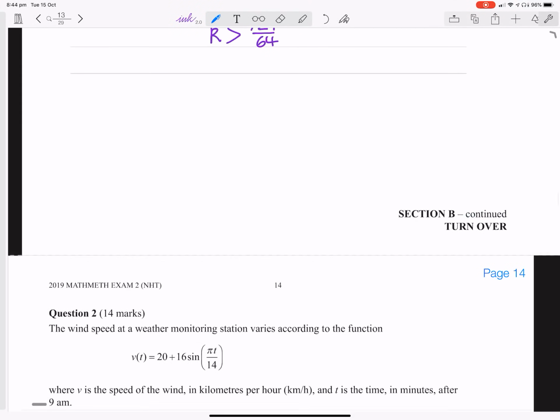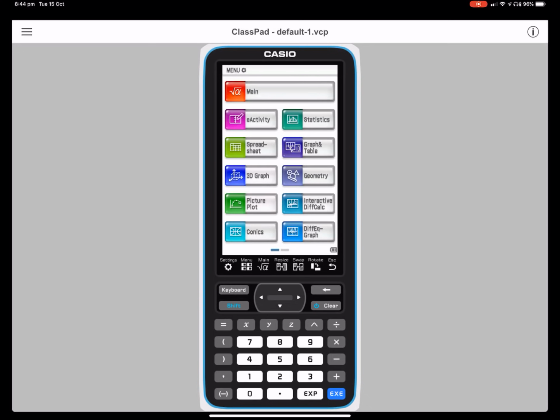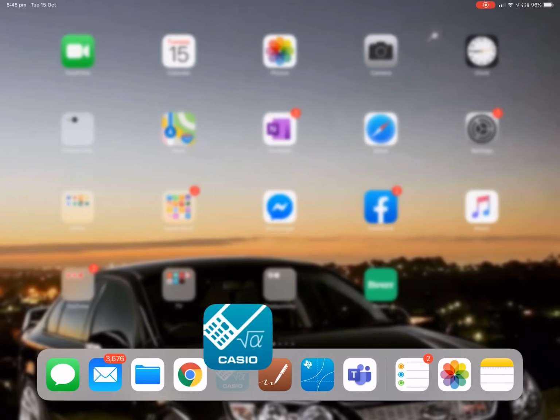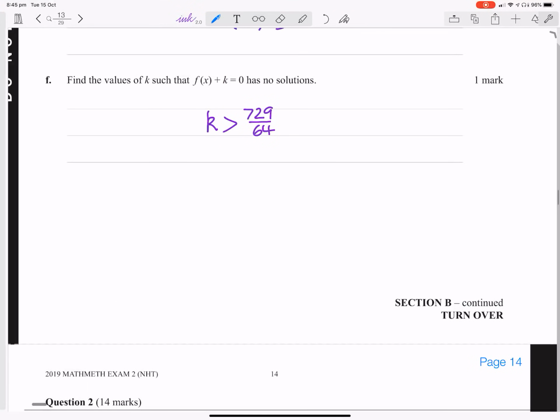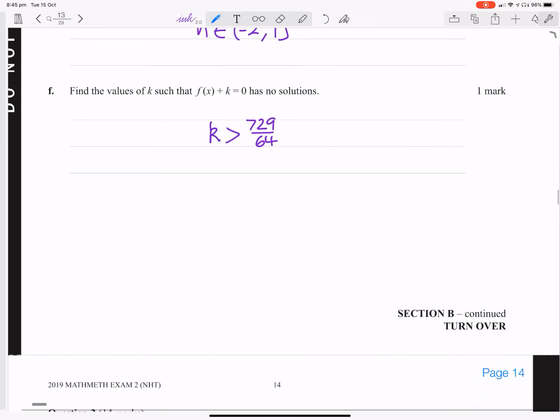So let's just test it. If we did k plus 729 divided by 64, it should be right on the turning point. And then if I add plus 1, yep. So we know it can't be equal to, it's got to be greater than. Oh, next question. Well, that was boring.